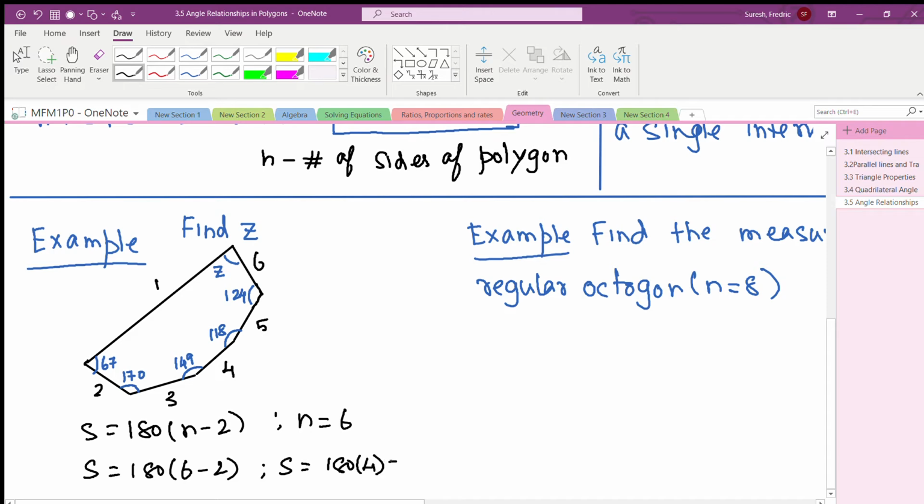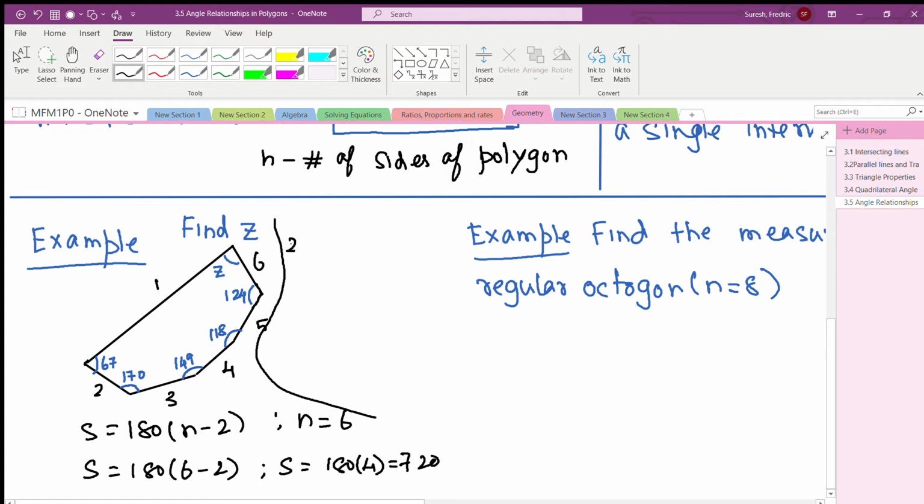And that is equal to 720. Let me check that. 180 times 4 is 720. Okay, so if I add all these angles up, they add up to 720. So what does that mean? All I need to do now is add all the angles up.